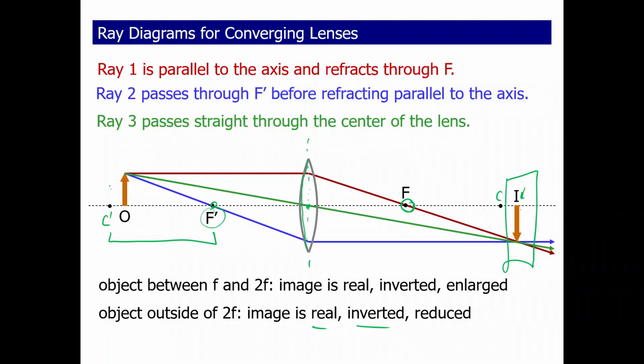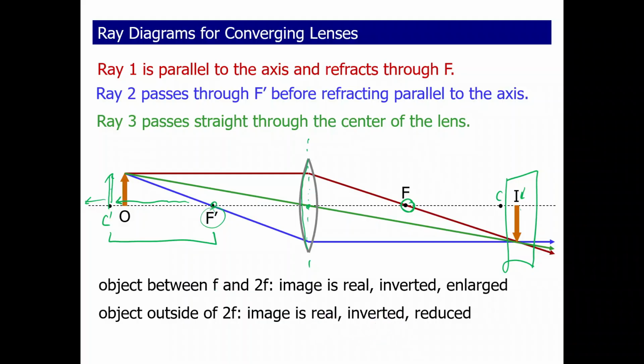If it was actually at the center of curvature, the image would be exactly the same size. So if you picture it, my image is going to be bigger the closer I am to F prime. And then if I pull it back, it's going to get smaller and smaller until it's the exact same size as the original image if I put my object on the center of curvature. And then beyond that, if I move the object back further, it's going to get smaller and smaller the further away that we go.